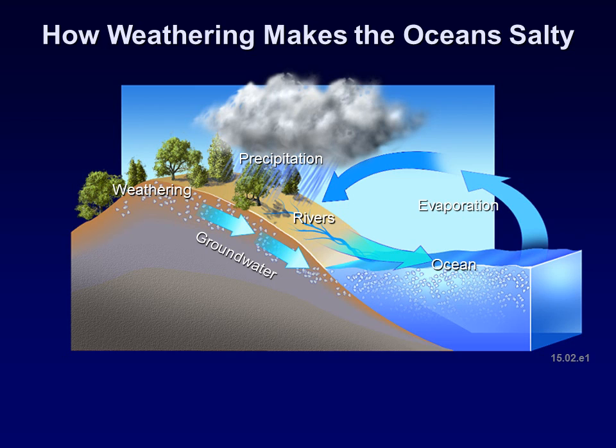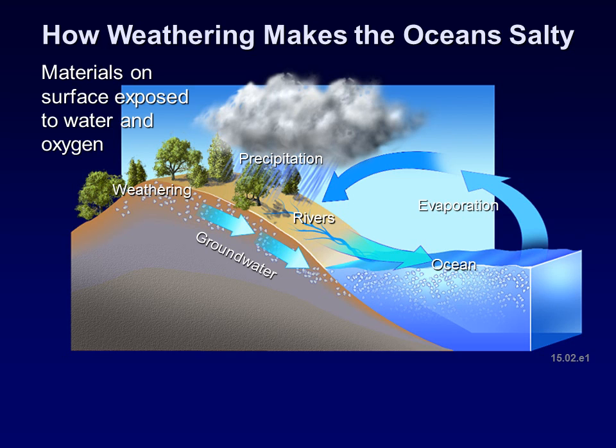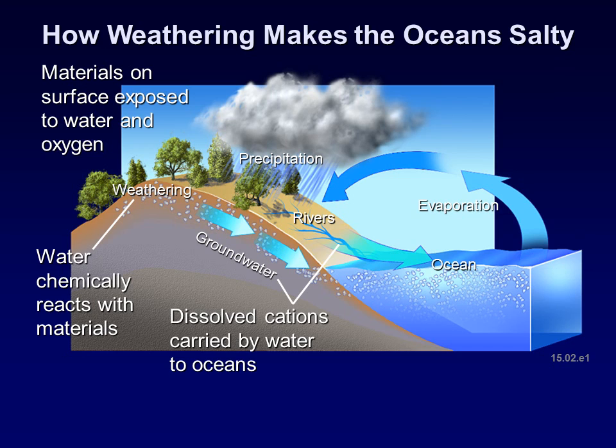So as groundwater moves through the surface of the earth, as materials on the surface are exposed to water and oxygen, that water chemically reacts with the rocks, and those dissolved ions get carried by water to the oceans.